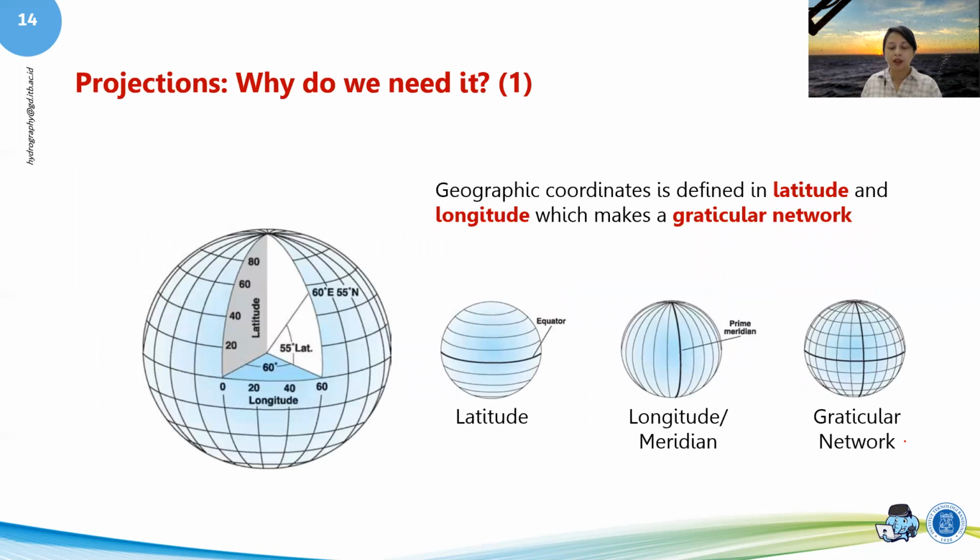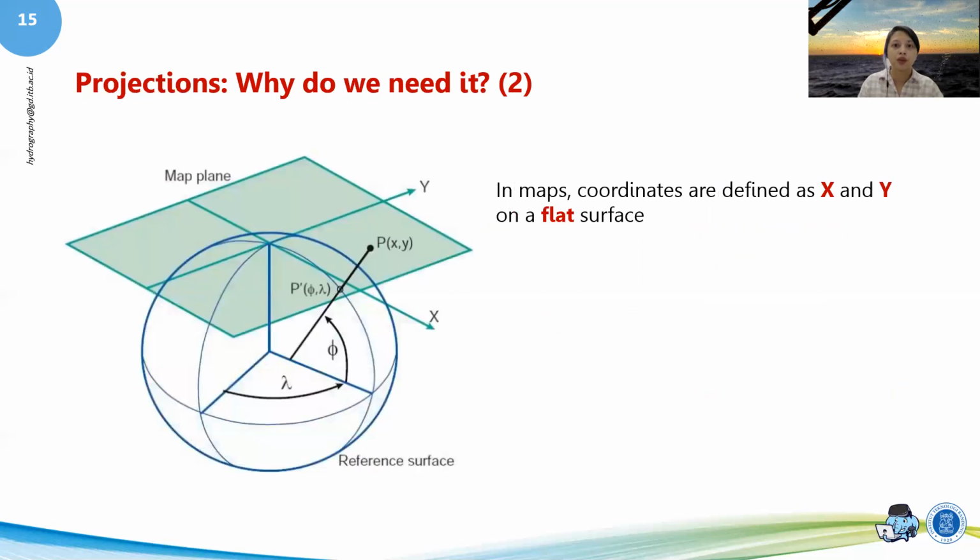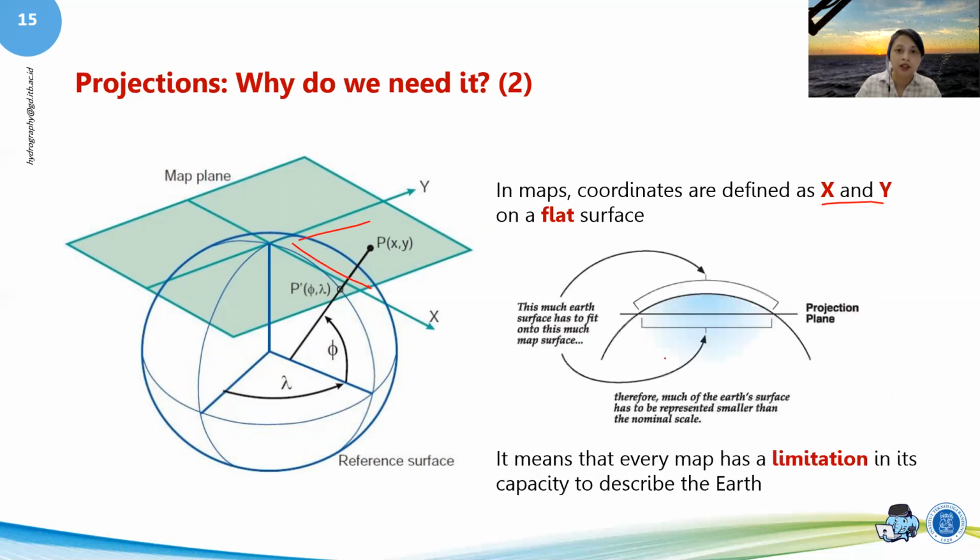After we have the data, we need to project the data from geographic data into map data. As a refresher again, you know that geographic coordinates are defined in latitude and longitude, so you've got your graticule network. You can imagine that in a map, they are defined as X and Y, so you've got your X and then you've got your Y on a flat surface.